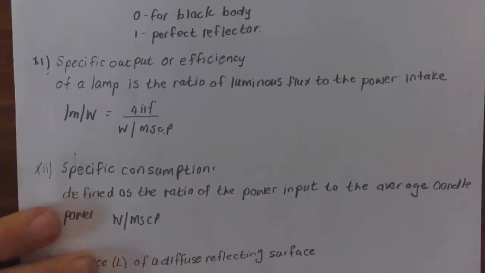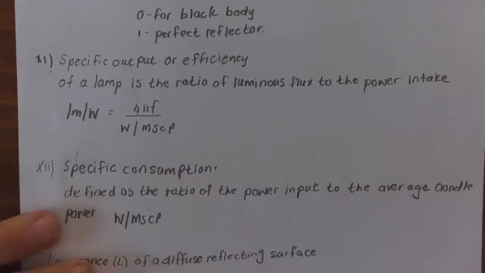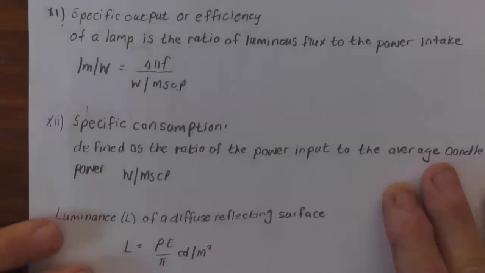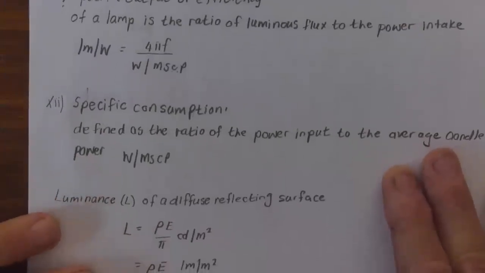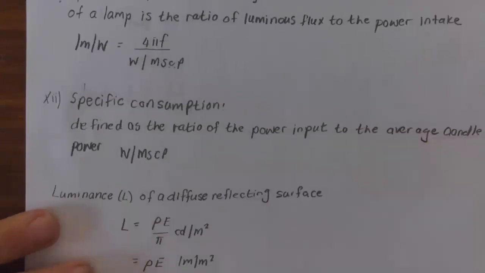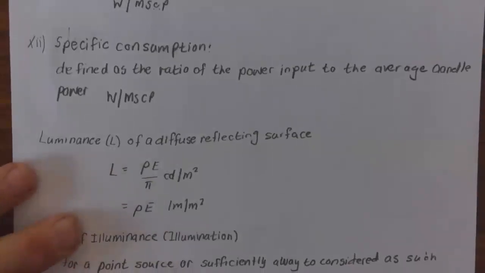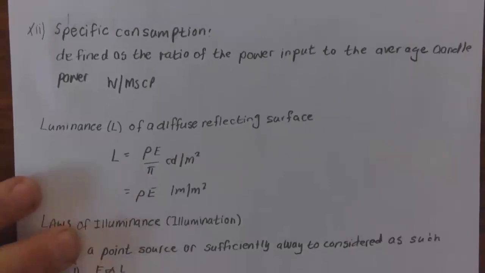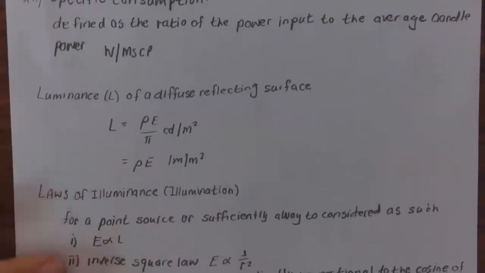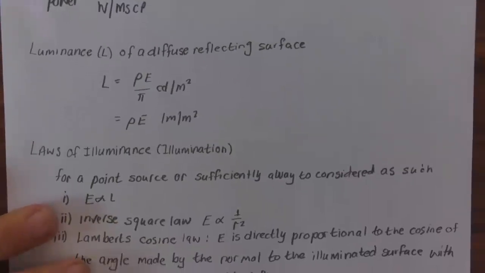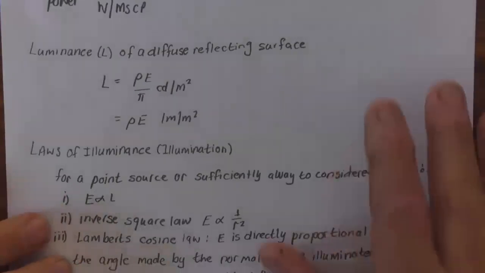Specific output, or the efficiency of a lamp, is the ratio of the luminous flux to the power intake. So lumens per watt is 4 pi F divided by omega, or watts per mean spherical candle power. Specific consumption is defined as the ratio of the power input to the average power, which is watt per MSCP. Now the luminance L of a diffuse reflecting surface is rho E over pi candela per square meter, which is rho E lumens per meter squared.